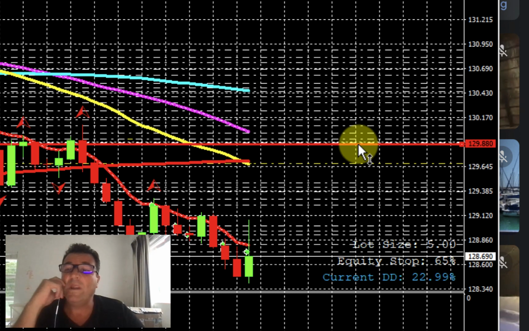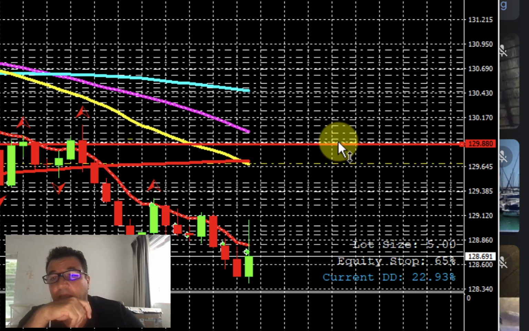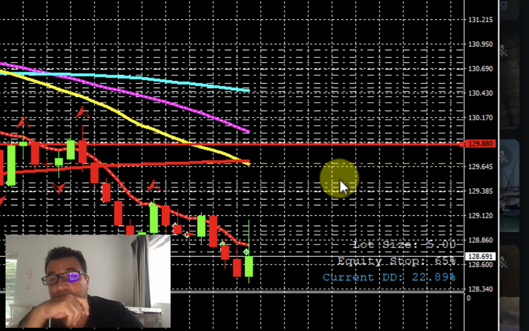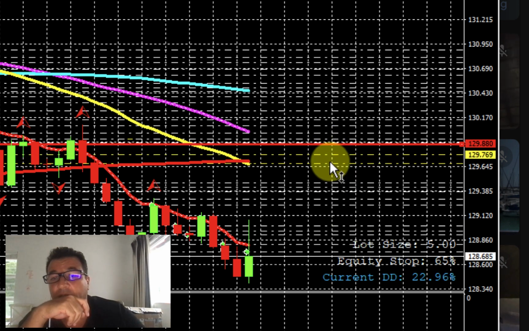So now we know that if we open a 20 lot, it'll move 4 times the distance from here. So this is 1, this is 2, this is 3, and this is 4. So the price should move to about here. Okay, so we're going to move that over there.